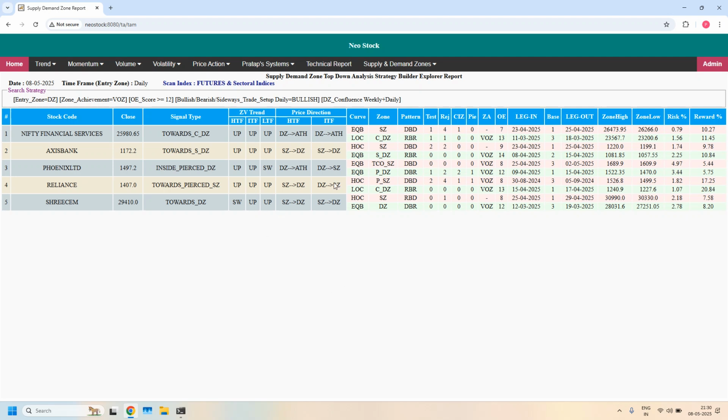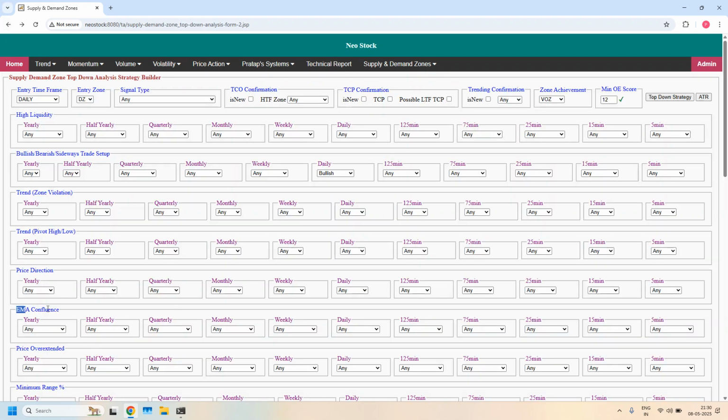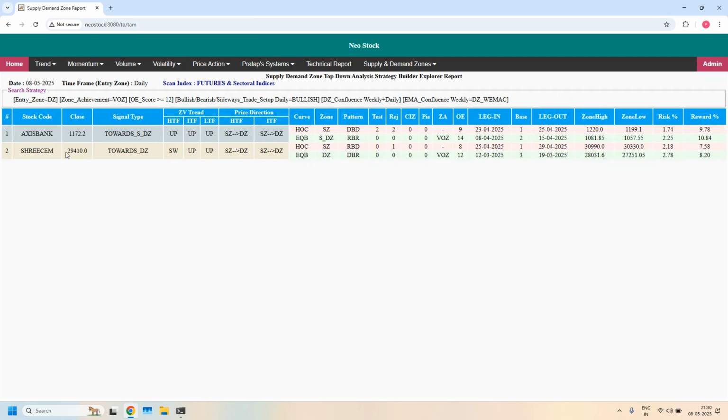So let us further filter this list based on weekly demand zone having weekly EMA confluence. In that case, the overlapped daily demand zones might be having even more high probability to get success. Let's filter. In the EMA Confluence, at weekly time frame, because daily is part of the weekly zone, we are checking weekly demand zone having weekly EMA Confluence. So two stocks are filtered. So these two daily demand zones are having more high probability to get success.